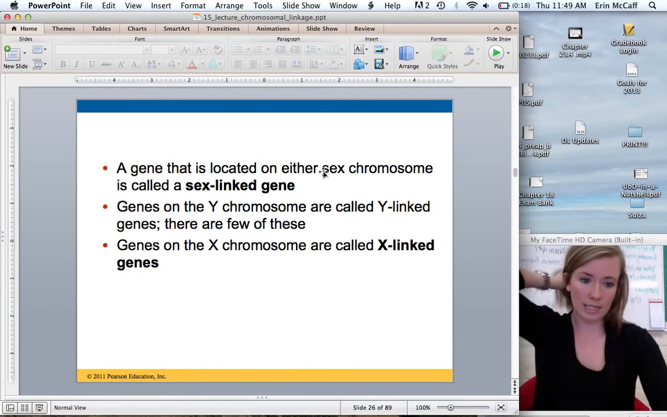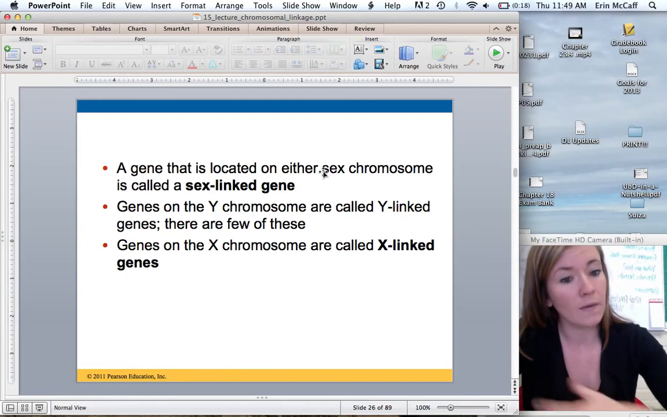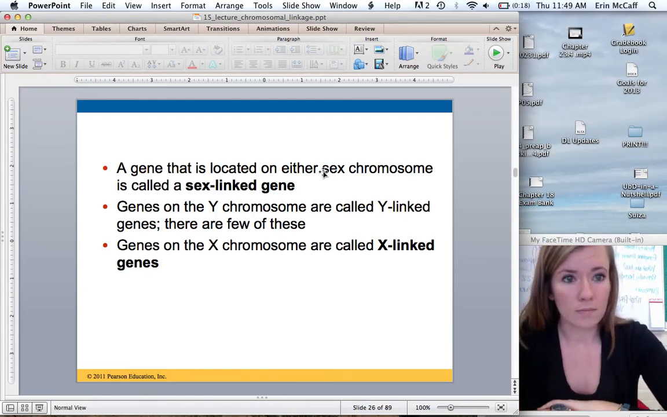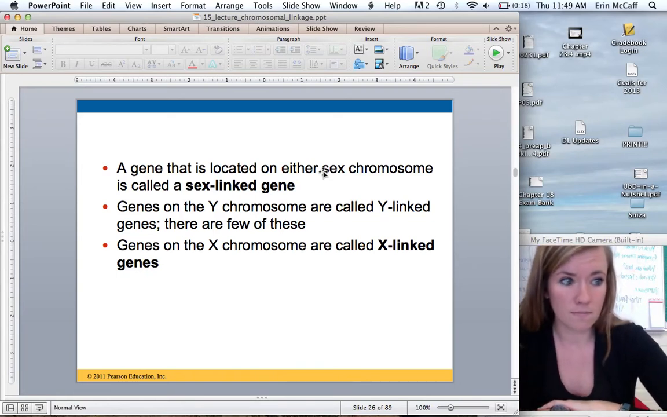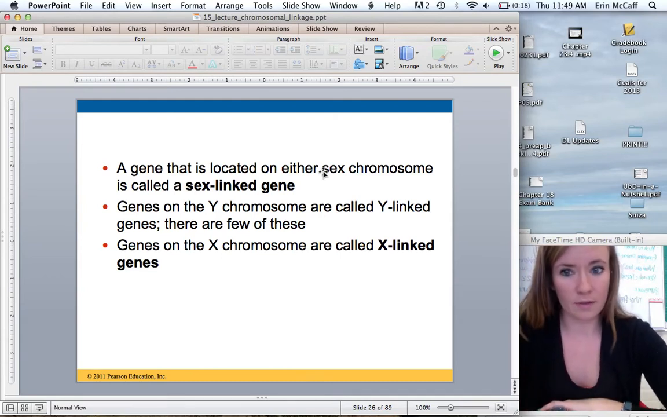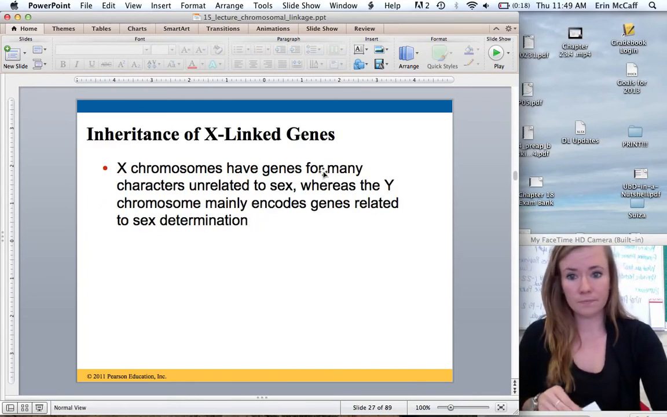And so a gene that's located on either the X or the Y, or if you're a chicken, on the Z or the W, those are called sex-linked genes because they are on the sex chromosomes and they are affected by the gender of the organism. Genes on the Y chromosome are called Y-linked genes. There's not very many of those. There's a lot more X-linked genes that are on the X chromosome.